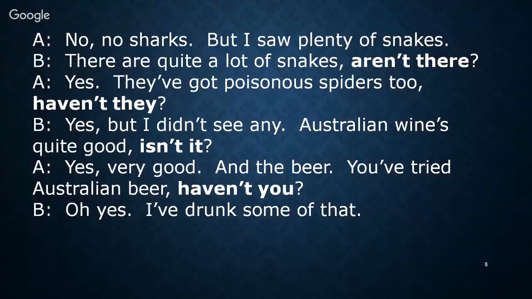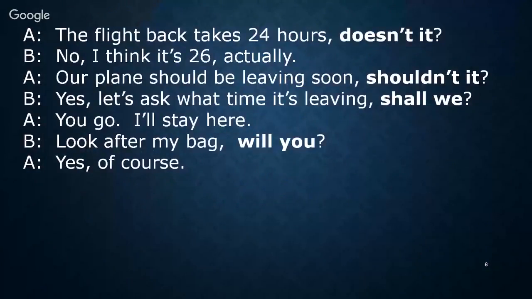Yes, but I didn't see any. Australian wine's quite good, isn't it? Yes, very good. And the beer. You've tried Australian beer, haven't you? Oh yes, I've drunk some of that. The flight back is 24 hours, doesn't it? No, I think it's 26 actually. Our plane should be leaving soon, shouldn't it? Yes, let's ask what time it's leaving, shall we? You go, I'll stay here. Look after my bag, will you? Yes, of course.